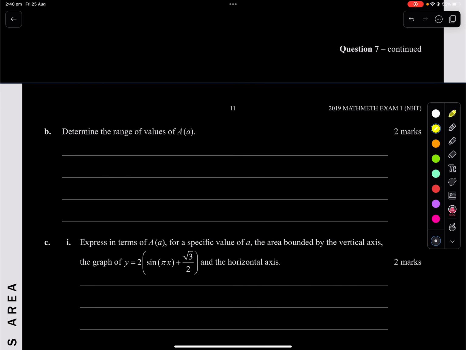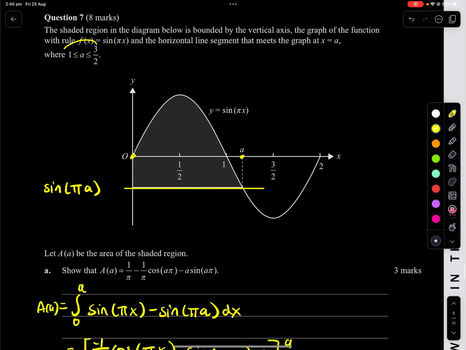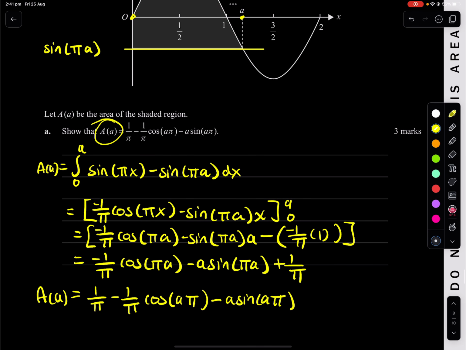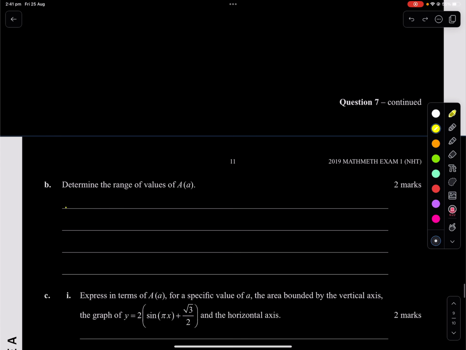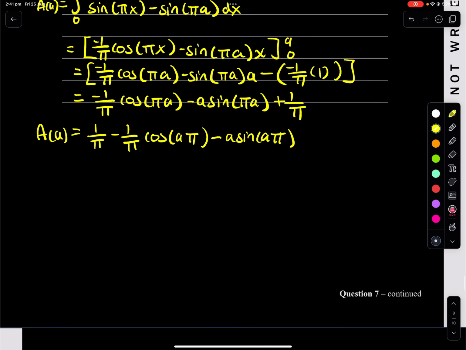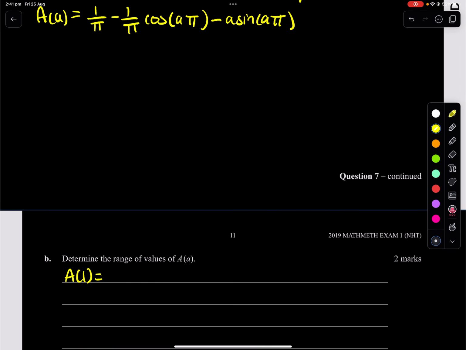Determine the range of values of A(a). Range of values of A(a). Okay, well, we know that a can only be between that, and we already know the equation, so it's very easy. We just need to say, what's A(1)? So A(1), if I come to the equation, it's 1 over pi minus 1 over pi cos pi, cos pi is negative 1, so minus sine pi, which is 0. So it's just 2 over pi.